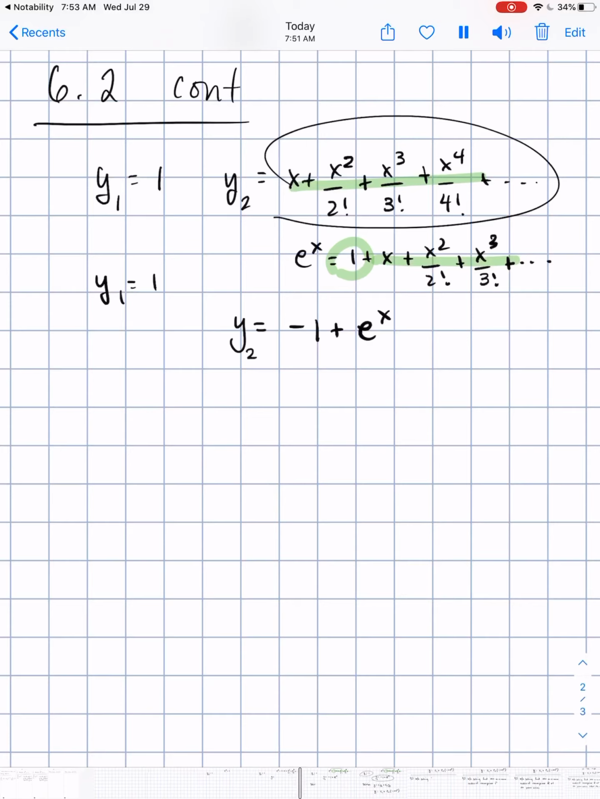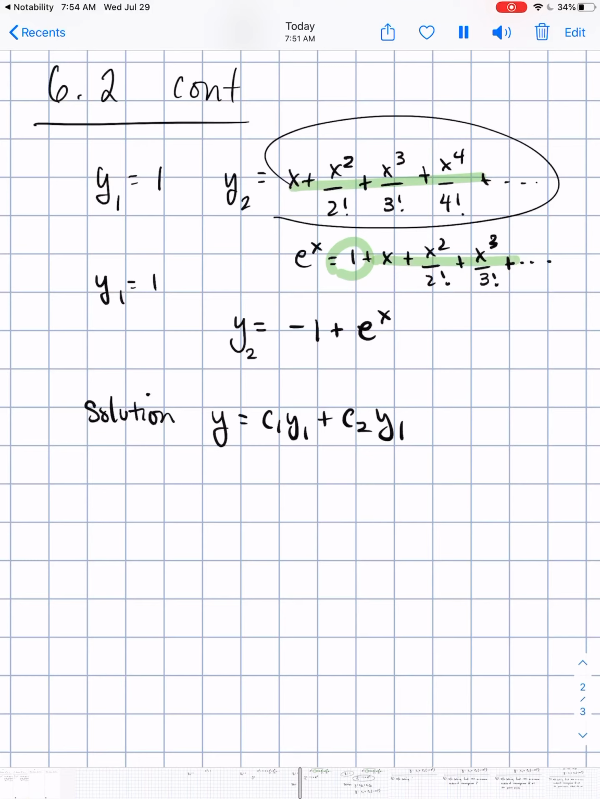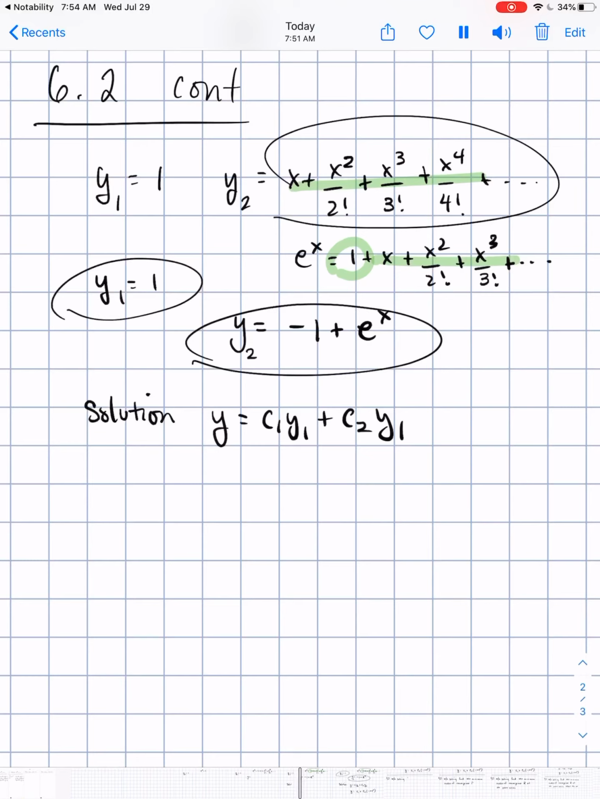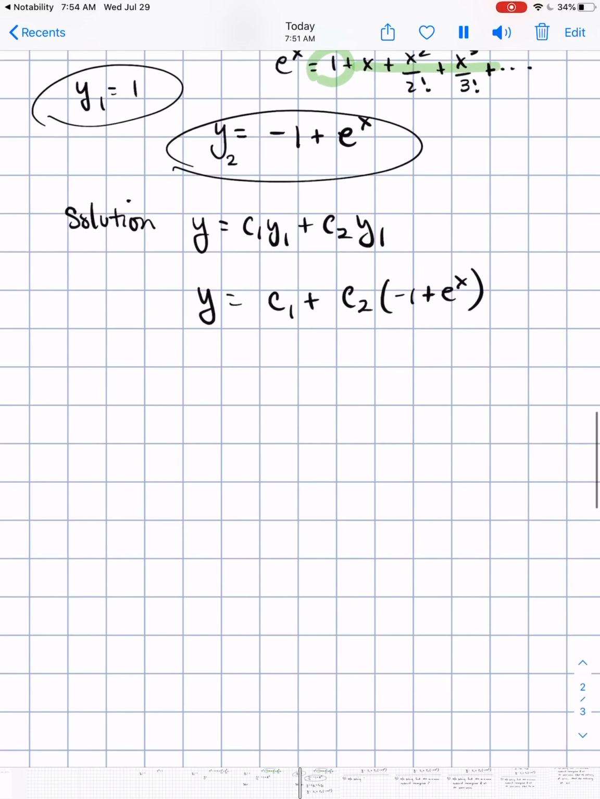So now when you write the solution, say you're writing the solution where it looks like y equals c1 y1 plus c2 y2. Now you have functions that you could put in there where it's going to be just c1 plus c2 times negative 1 plus e to the x. All right, hopefully that helps on a couple questions on the homework. But remember, when you're doing these problems, they take a little while, so we'll see how it goes.